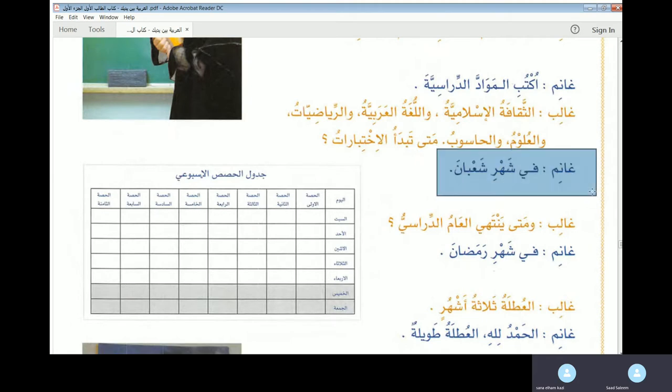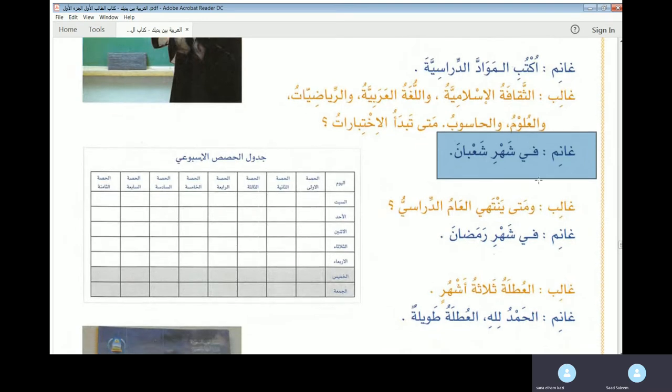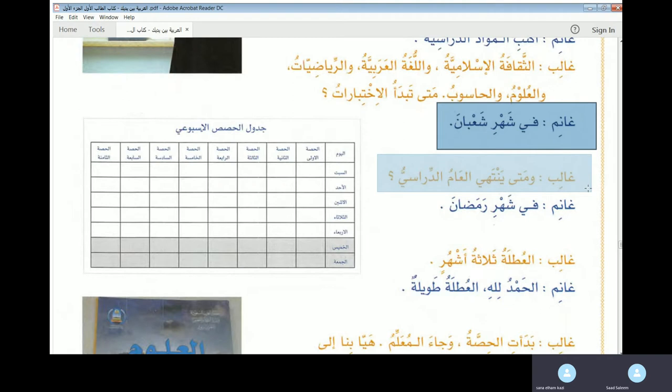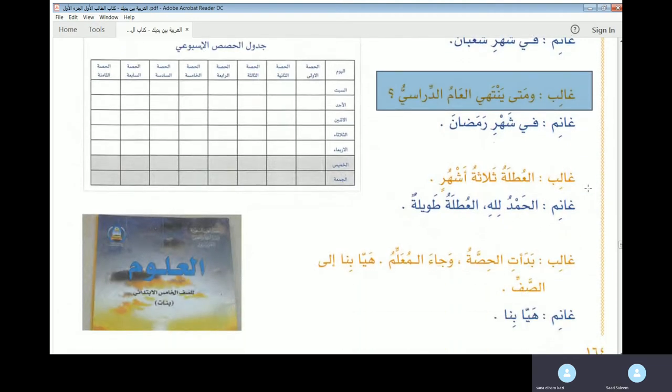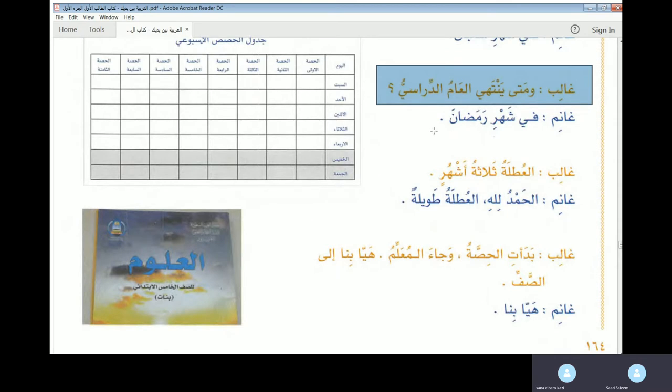Ghalib: wa mata yantahi al-amu ad-dirasi? Okay. Ghanim: fi shahri Sha'ban, in the month of Sha'ban. Ghalib: wa mata, and when, yantahi, finishes, completes, al amu ad-dirasi. Here ad-dirasi means session. You can call it session and also education year. Year or session, semester, like. Yes, when will the session end or when will the education year end?